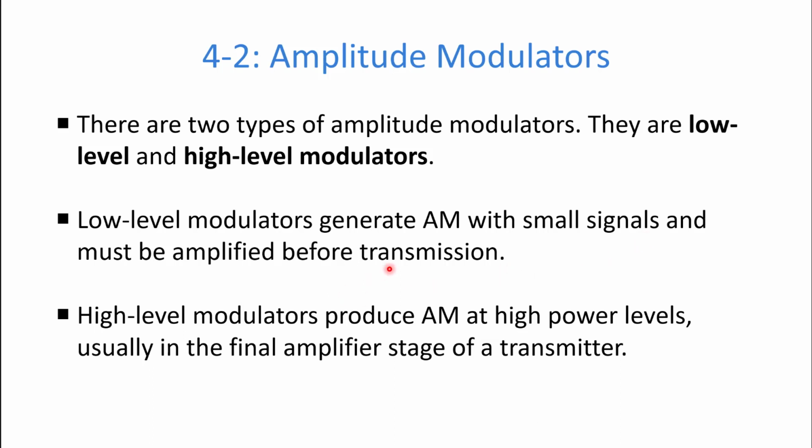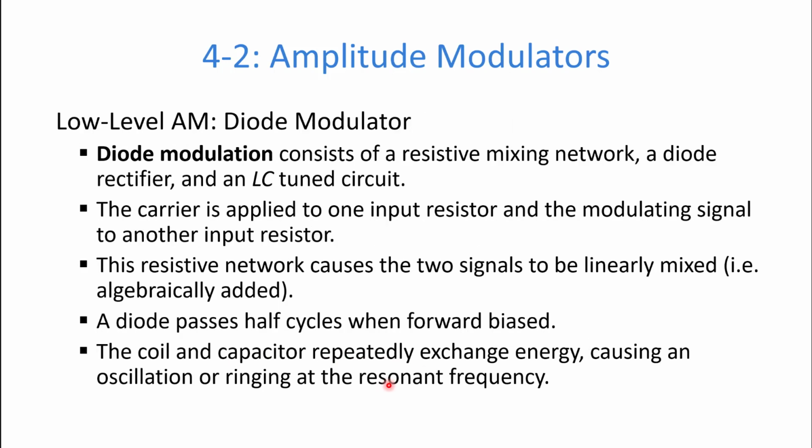The last stage of any transmitter usually is a high power amplifier, and that's usually the last stage before the antenna. For a high level modulator, you would actually modulate the signal there at the high power final amplifier stage. And we'll look at that briefly. All of this, we're going to just, again, look at it sort of briefly.